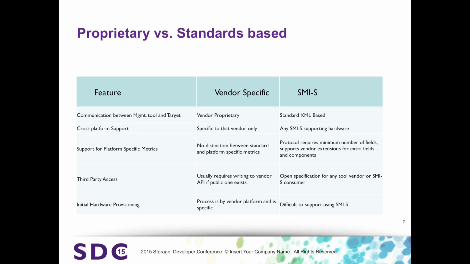No distinction between standard and platform-specific metrics, usually written to a vendor's API if a public one exists. Processes are vendor platform and very specific. So some of these things you can do with a vendor spec are very, very powerful. However, the benefit you gain from using the open spec is that any vendor can come in and do those operations.